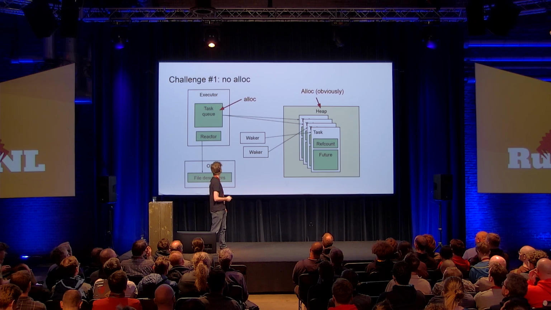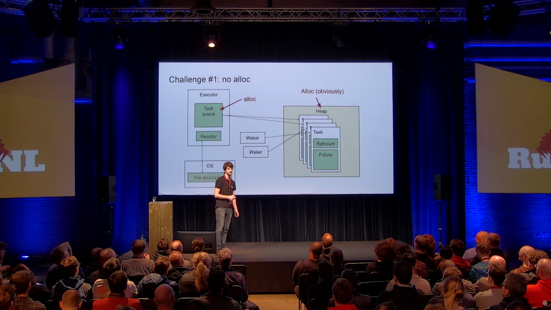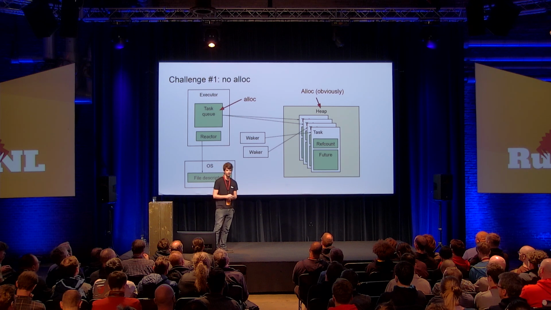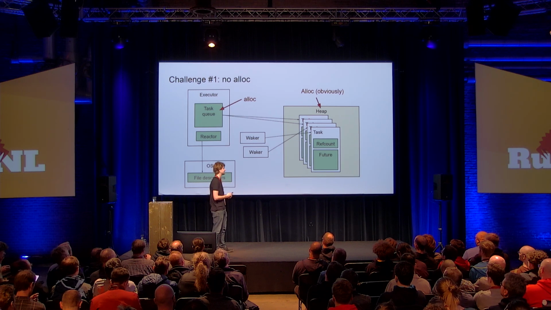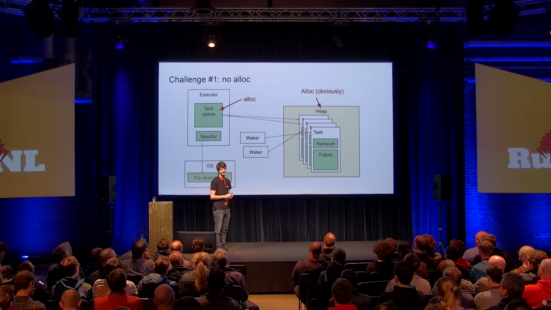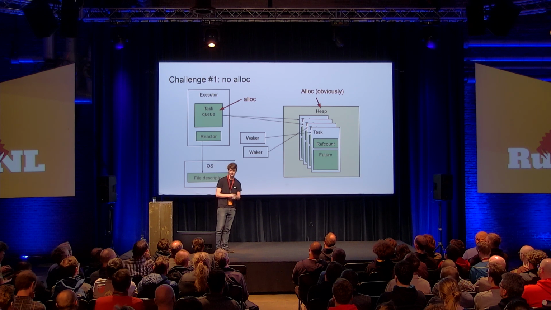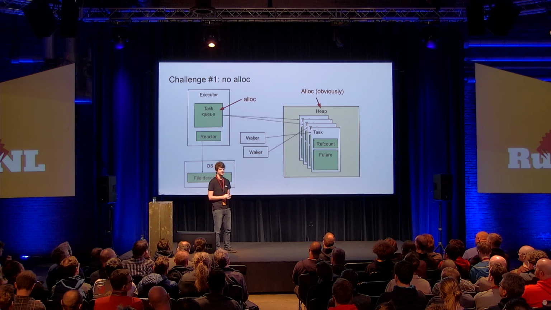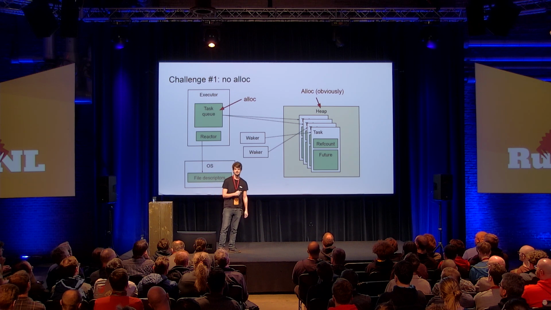So first of all, let's get rid of alloc. Obviously, you cannot allocate the tasks in the heap, but there are also other uses of alloc in the executor. For example, your task queue could be a Vec or a VecDeque that, since it can hold an amount of tasks that you don't know at compile time, has to grow dynamically, so that uses alloc also, so we cannot use that either. We have to use different data structures.